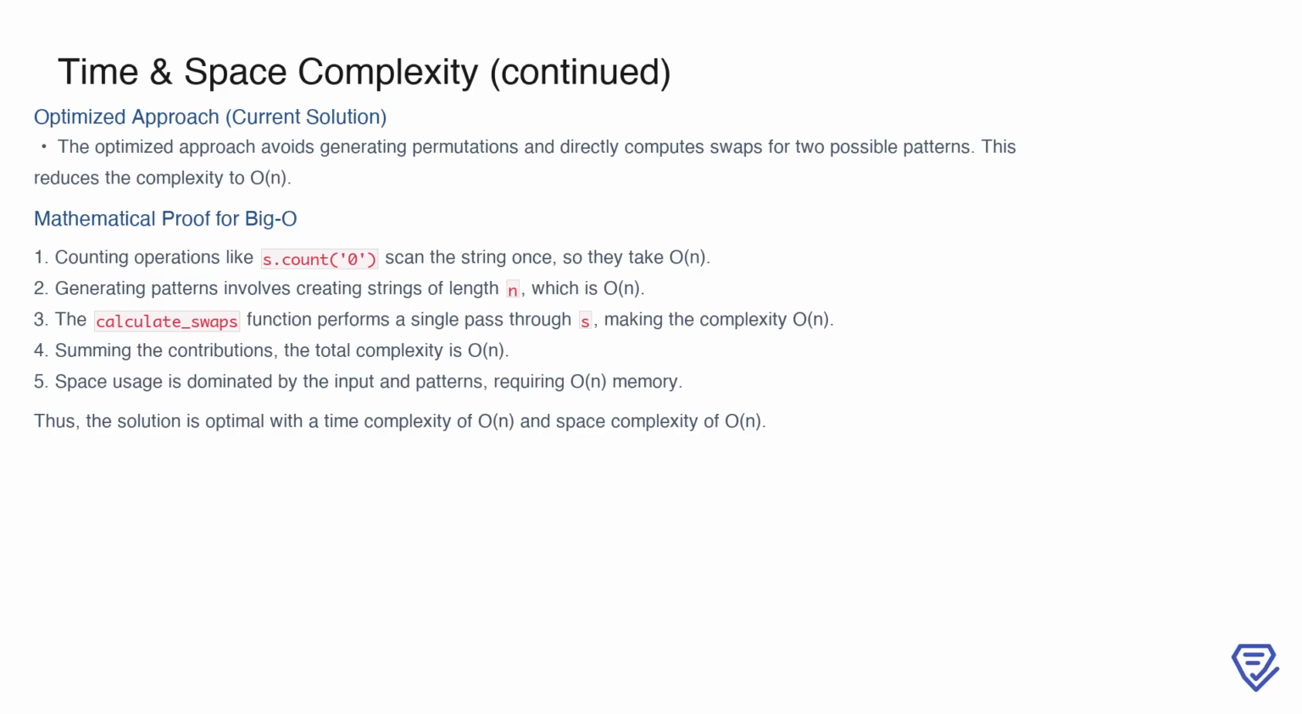When we sum these contributions, the total time complexity is O(n). For space complexity, the input string and the generated patterns dominate memory usage, each requiring O(n). Thus, the overall space complexity is also O(n). This makes our solution optimal in both time and space, providing an efficient and scalable approach to the problem.